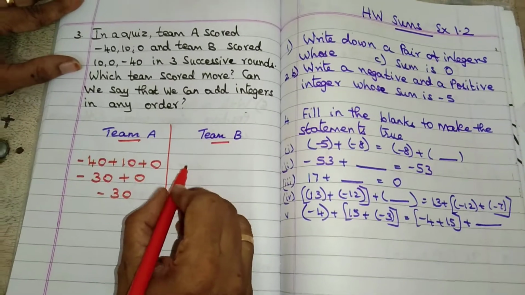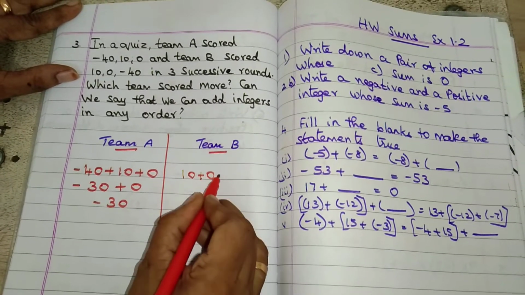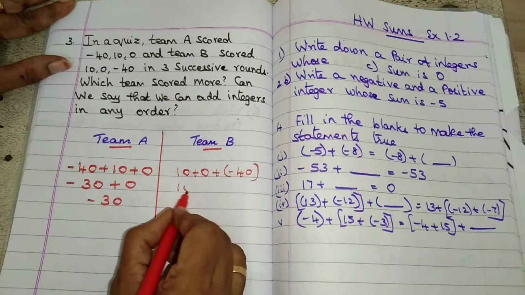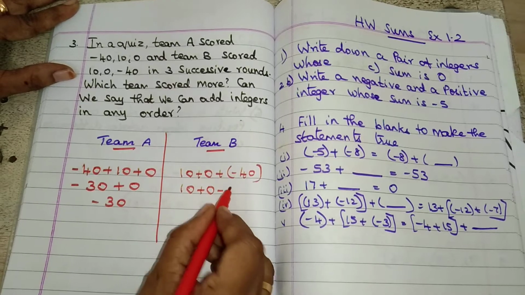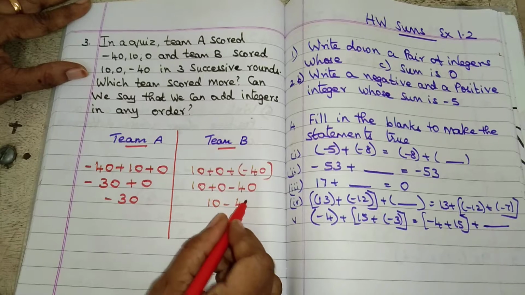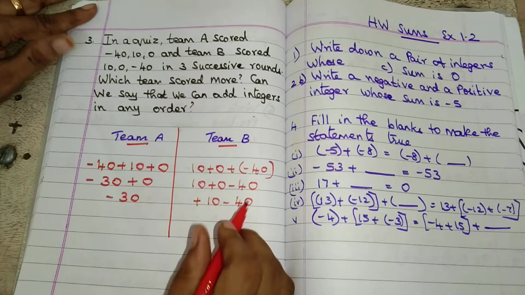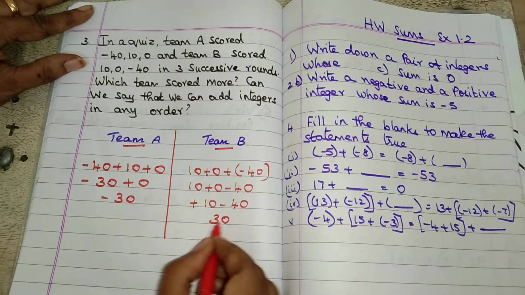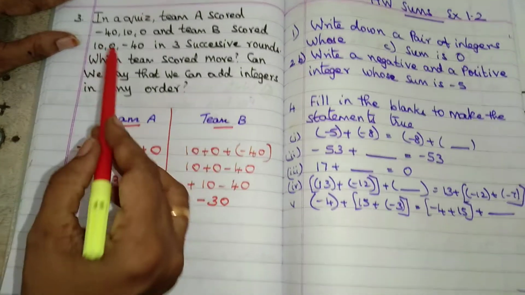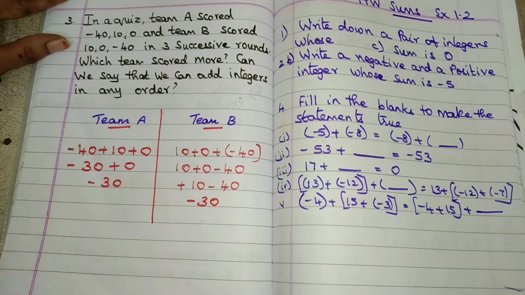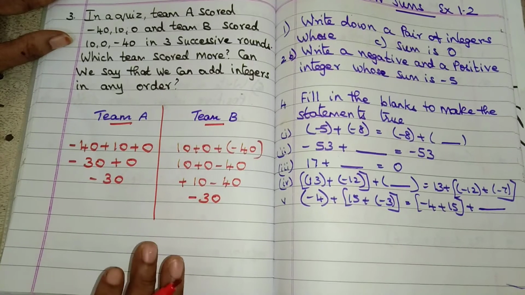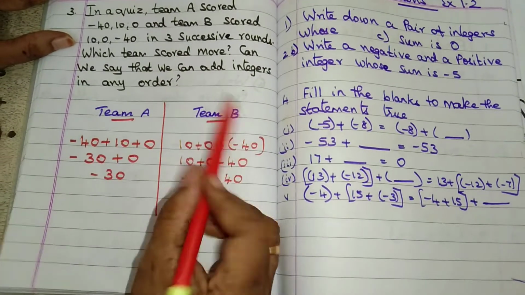Now team B has scored 10 plus 0 plus minus 40. So 10 plus 0 is 10, minus 40. Two numbers, one is positive and one is negative, so subtract and put the greater number's sign. So they are asking which team has scored more. Obviously when you see, both the teams have scored the same points but in different rounds. So both teams have the same score. So it is a tie. And that is the first question.